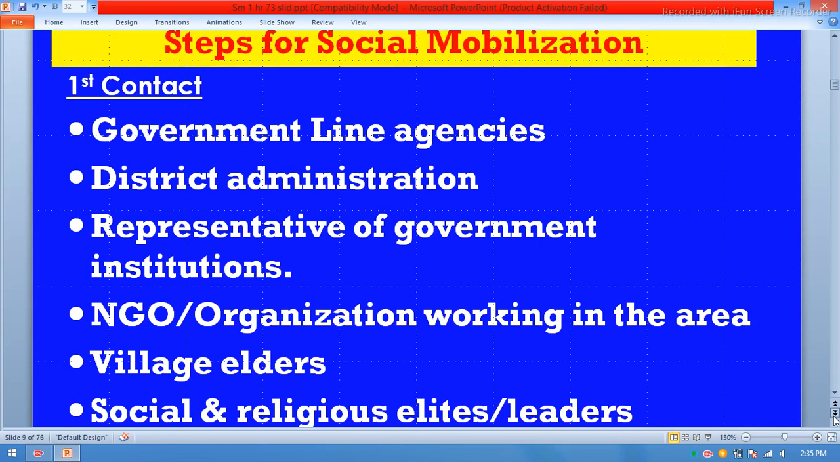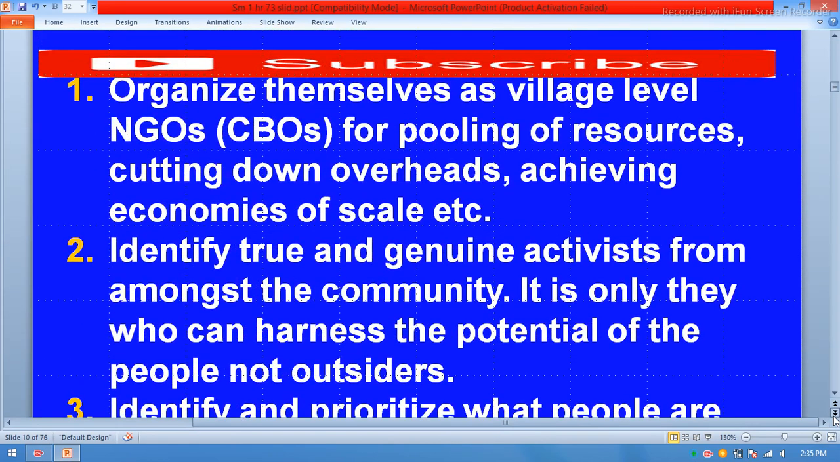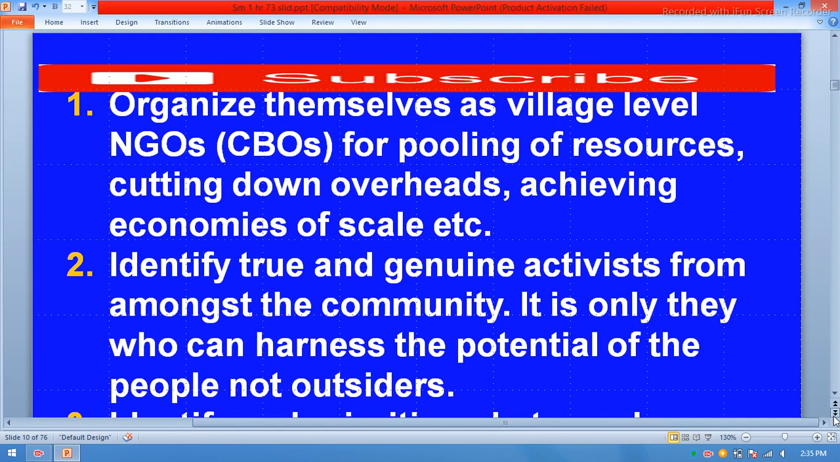First dialogue and first contact. Before first dialogue, first contact is necessary. Government line agencies, district administrations, representatives of government institutions, NGOs, organizations working in the area, village elders, social and religious elites, leaders, organize themselves as village level NGOs, CBOs for pooling of resources, cutting down overheads, achieving economies of scale.